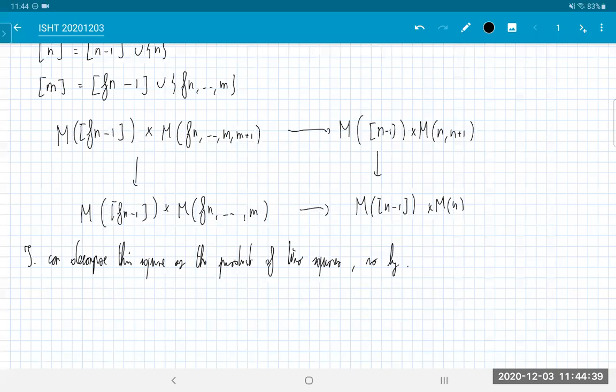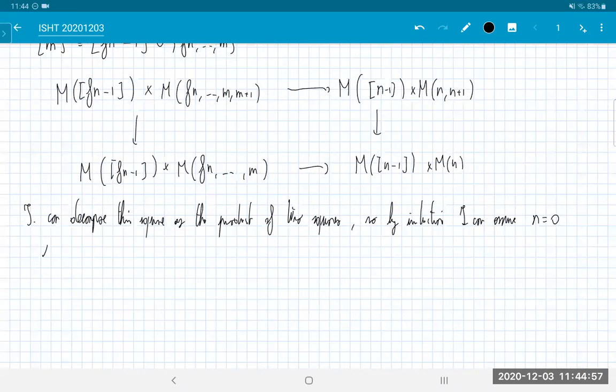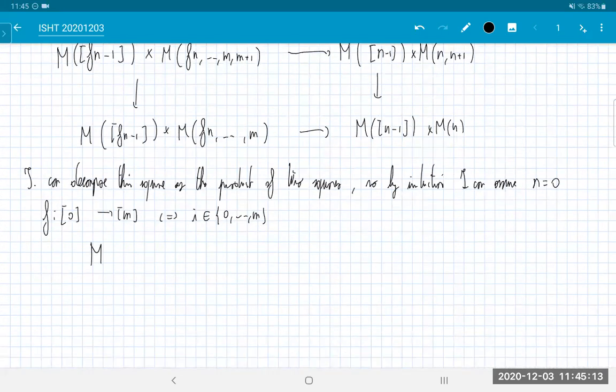So by induction, I can assume n is zero, because then I do the decomposition for n minus one, et cetera, et cetera. So I have a map f from zero to m, which corresponds to some I in 0m. And now what do I have? I have I m m plus one. Sorry, that's not what I mean.